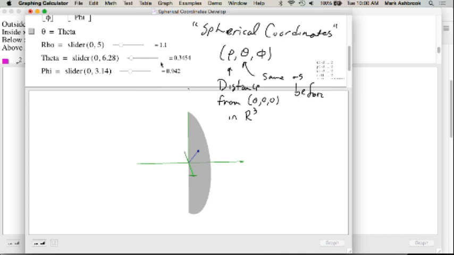So this is the point 1, 1. Theta is, I tried to do about pi over 6 for theta. And then again, phi is 0. So here's about pi over 4, pi over 2, 3 pi over 4, pi.